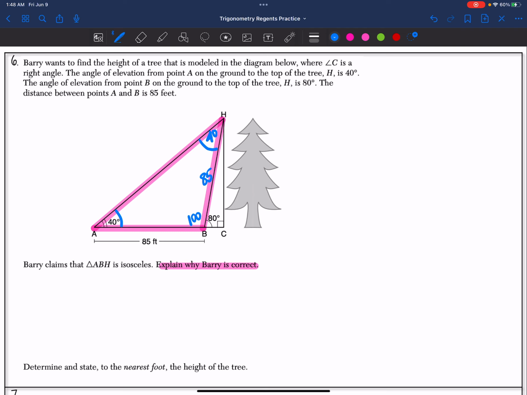So Barry claims that ABH is isosceles. Well, I think Barry is correct. And what we want to see here is a valid explanation. And you want to be very clear about how you came to find that he's correct.